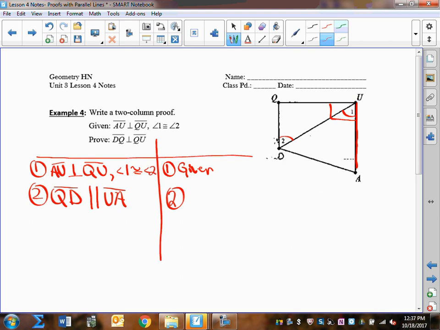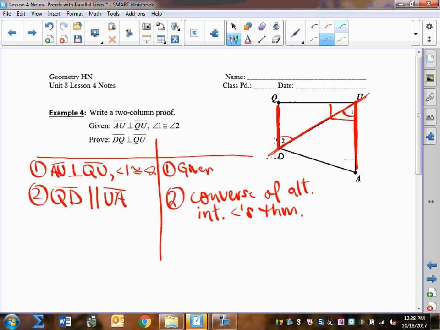If I look, here are my lines that I'm saying are parallel. Would you agree this would be your transversal? Yes. So 1 and 2 are indeed alternate interior angles. We were given that they are congruent, so we can go ahead and say by the converse that those lines are parallel. Good. So converse of alternate interior angles theorem. Good.